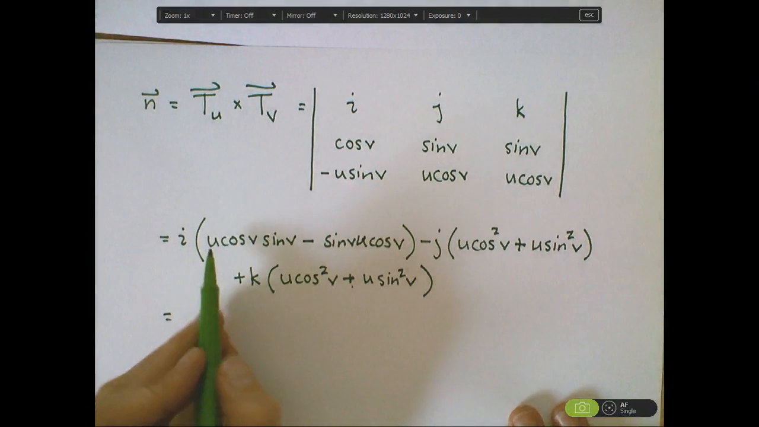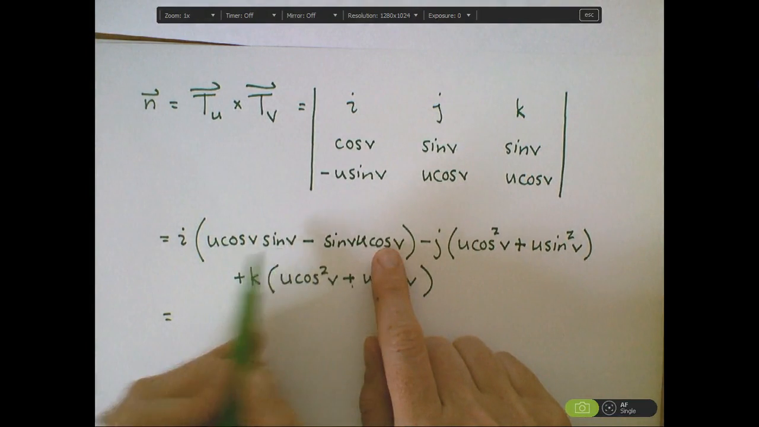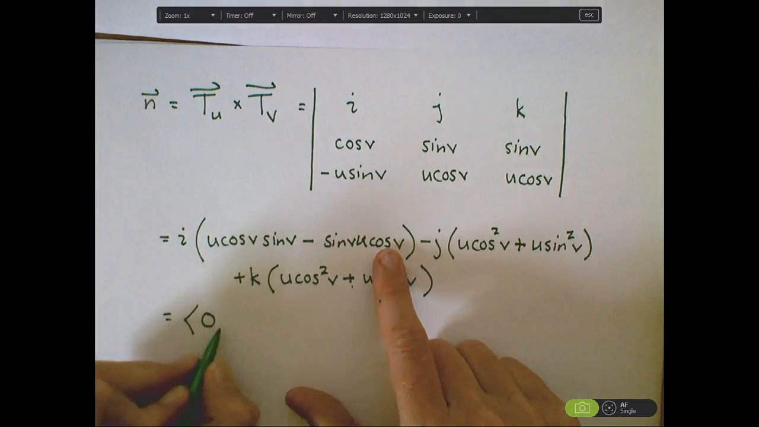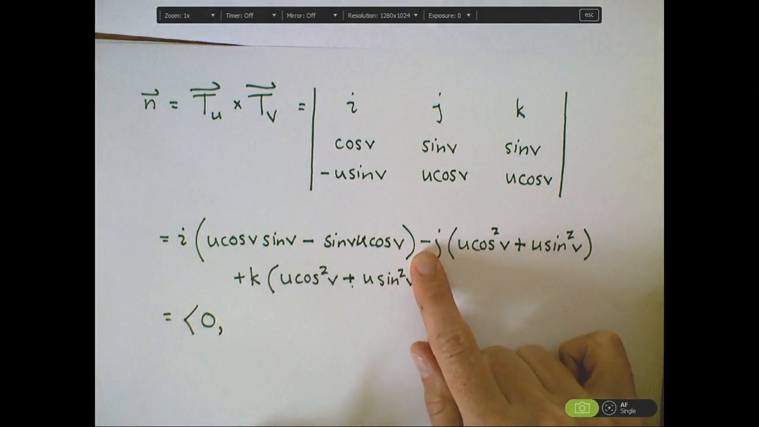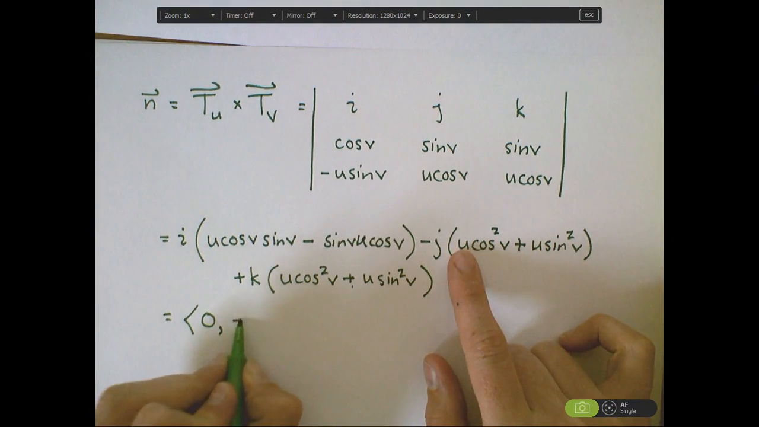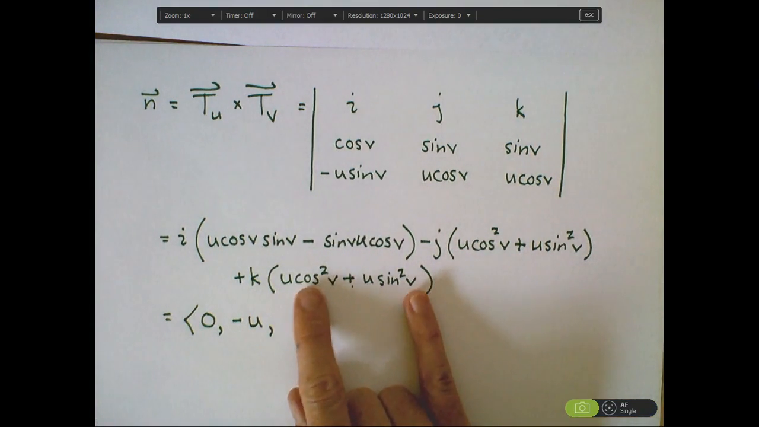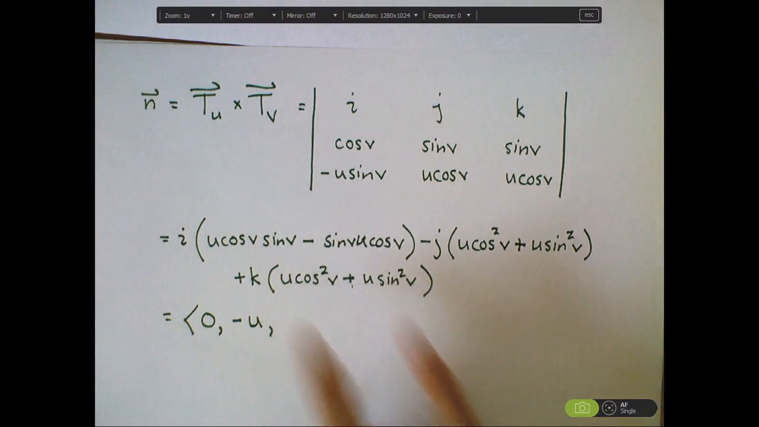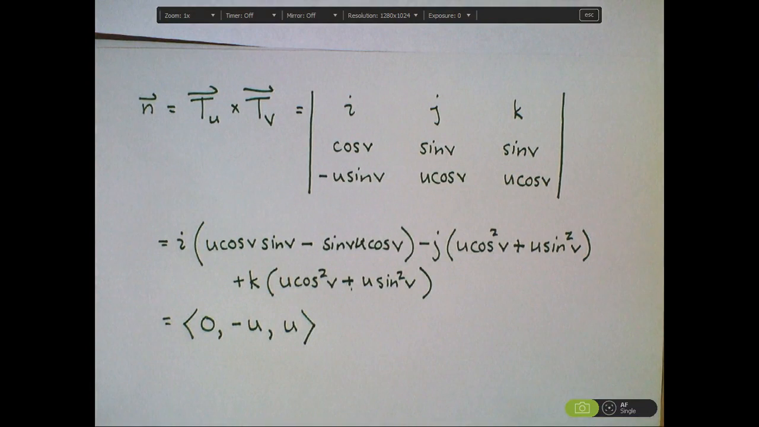Right? So here I have a u cosine v sine v. Here I have a minus u cosine v sine v. This is actually just 0. In my next component function, I have a negative j. Sine squared plus cosine squared is 1. I factor out this u, and I'm left with just a negative u. In my third component function, similarly, cosine squared plus sine squared is 1, and I factor out a positive u. So thankfully, in this case, we found a normal vector.